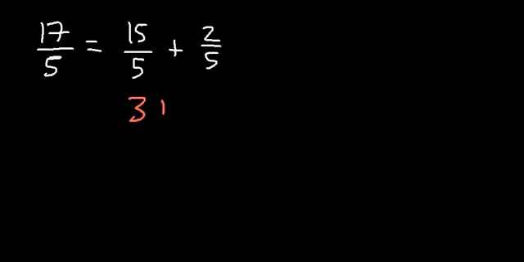Another way, let's say if you have 17 over 5. Think of the highest multiple of 5 that's just under 17. That's 15. So you can break down 17 into 15 plus 2. Now 15 divided by 5 is 3. And when you have this 3 and 2/5, that's basically 3 and 2/5.